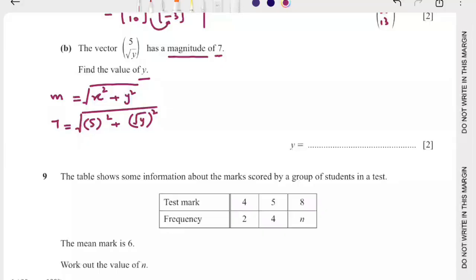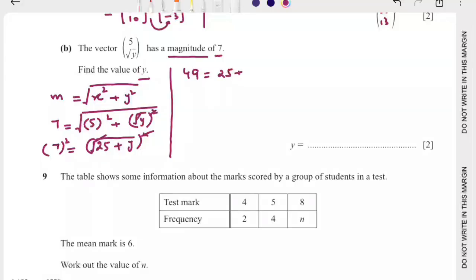So squaring on both sides, we get 25 plus y whole under root square. So the root will be cancelled out, and the square of 7 is 49, which is equal to 25 plus y. We'll shift 25 to the other side. It will be 49 minus 25, which is 24. So the value of y is 24.